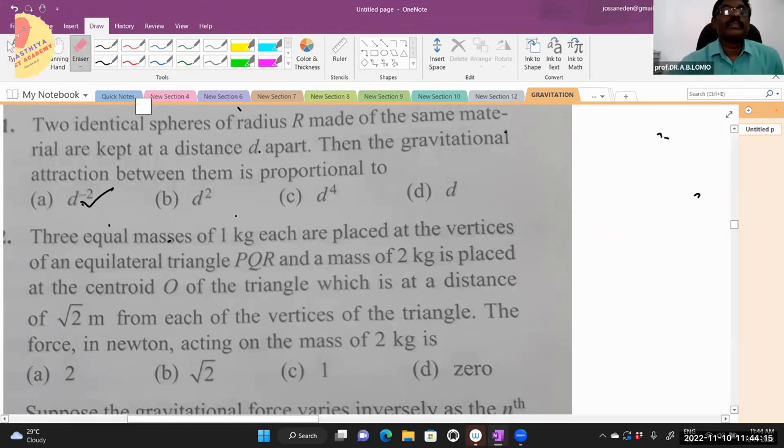Next problem. 3 equal masses of 1 kg each are placed at the vertices of equilateral triangle PQR, and the mass of 2 kg is placed at the centroid O of the triangle, which is at a distance of √2 meter from each of the vertices of the triangle. The force in Newton acting on the mass 2 kg is.